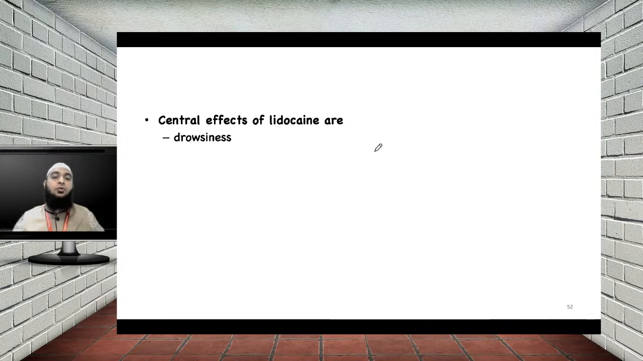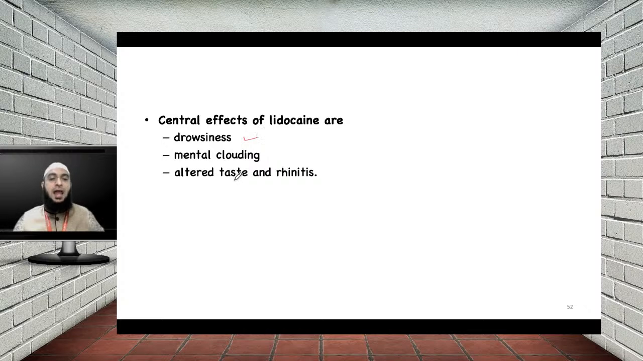So if the drug goes into systemic circulation and reaches the brain, then it may produce drowsiness, then mental clouding. It also alters the taste and it may produce rhinitis. Okay, so what is rhinitis? Rhinitis is inflammation, especially in the nasal cavity. So if there is inflammation in the nasal cavity, it is called rhinitis.